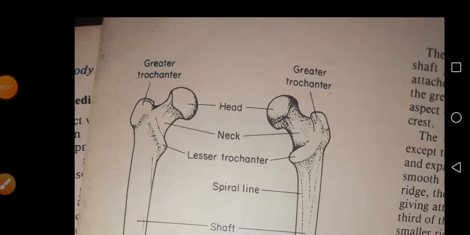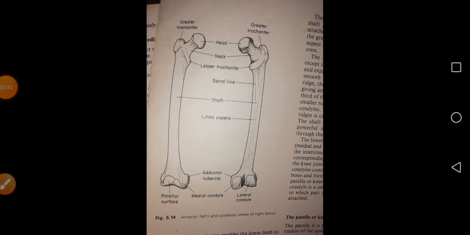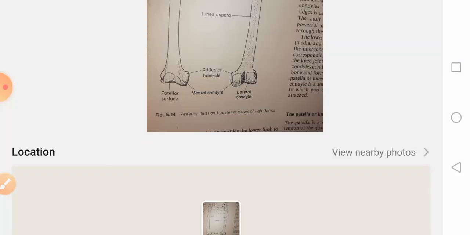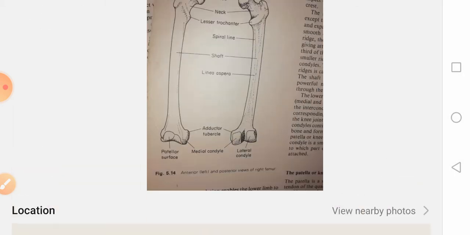We'll see that this is the femur bone, the anterior left and posterior wall of the right femur. This is the longest bone in our body. In the femur, starting is called the greater trochanter, and head, neck, lesser trochanter, and below this one, the lesser trochanter, the shaft will be there. In the middle part it's called the shaft, and linea aspera, abductor tubercle, patellar surface. It attaches to the patella, that is the reason we call it the patellar surface, medial condyle, lateral condyle. This is the overall femur, anterior and posterior walls of the right femur.